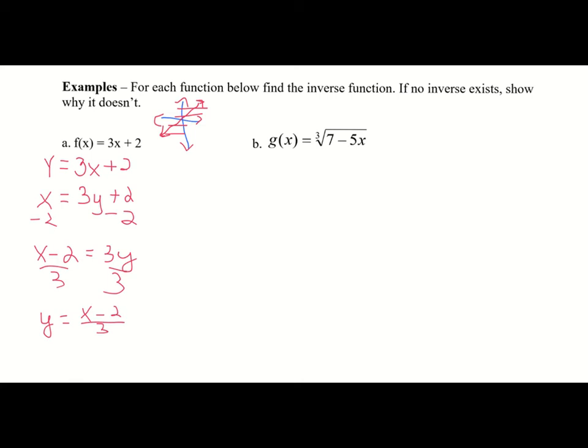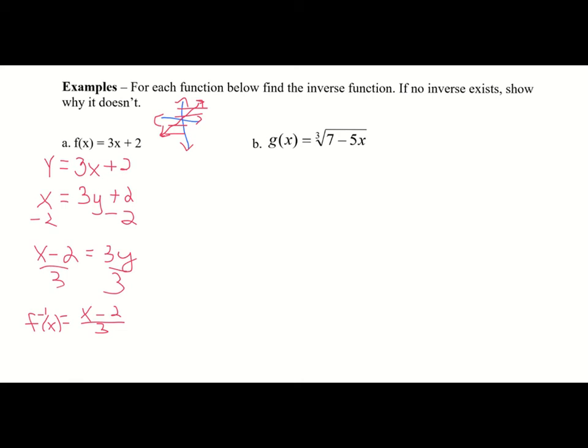Or they may ask you to put it in function notation. So what I would do is instead of y, I would replace it with f of negative 1 of x equals x minus 2 all divided by 3. So that's the inverse for the first one.